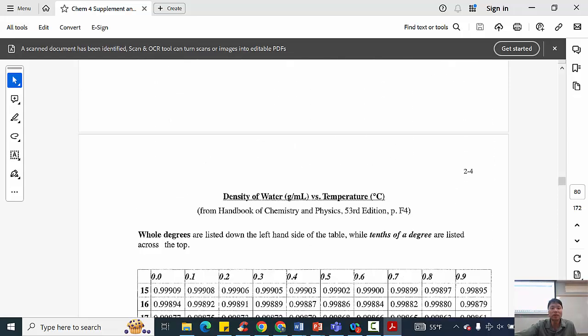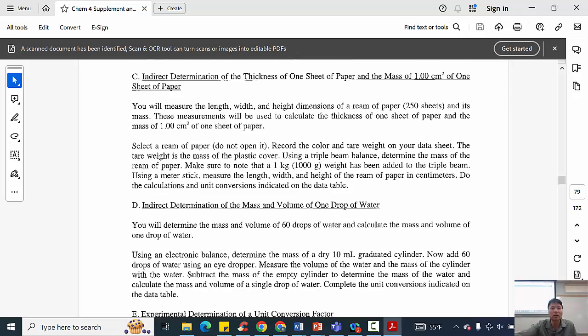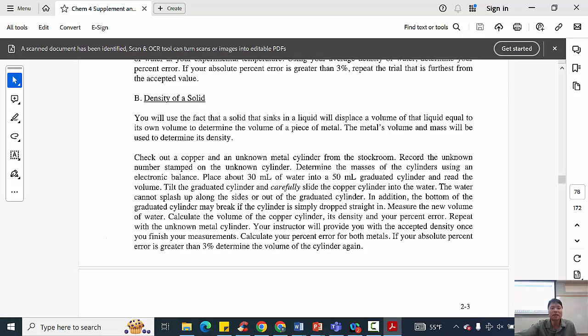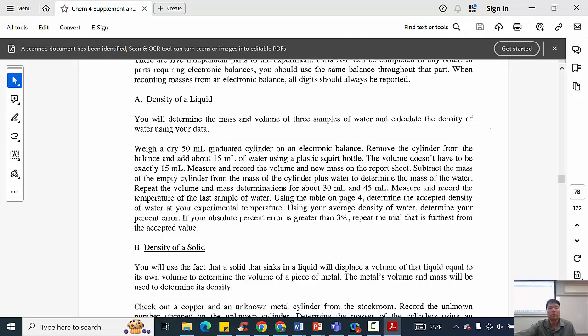And so when I look at the procedure, let's go ahead and read the procedure here from that data table. Some of the procedure is missing. So weigh a dry 50 milliliter graduated cylinder on an electronic balance. Remove the cylinder from the balance and add about 15 milliliters of water using a plastic squirt bottle. The volume doesn't have to be exactly 15 milliliters. Measure and record the volume and new mass on the report sheet. Subtract the mass of the empty cylinder from the mass of the cylinder plus the water to determine the mass of the water. Repeat the volume and mass determinations for about 30 milliliters and 45 milliliters.